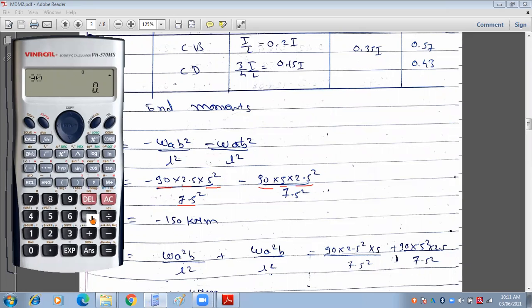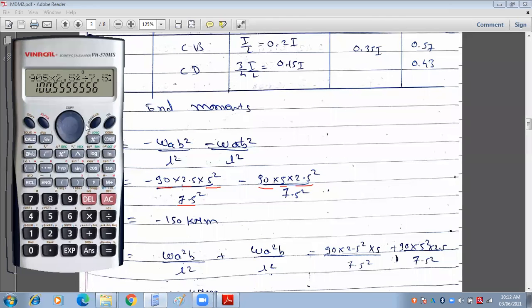90 into 2.5 into 5 square divided by 7.5 square, 100. Remember this value 100, and 90 into 5 into 2.5 square divided by 7.5 square, 100 again.